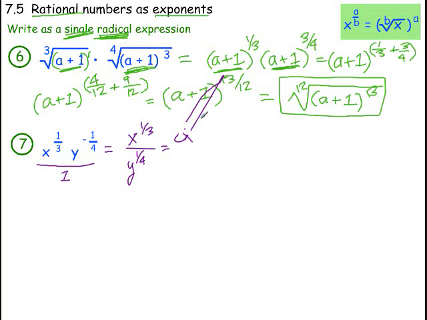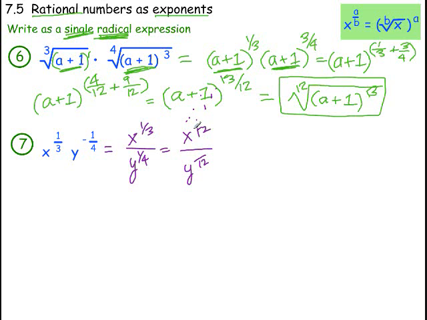Oh, just a moment. I think we have to undo something here. Well, it's a little bit weird. Okay, let me write this in again. Y to the positive 1/4. And we have to find a common index. That's going to be 12.